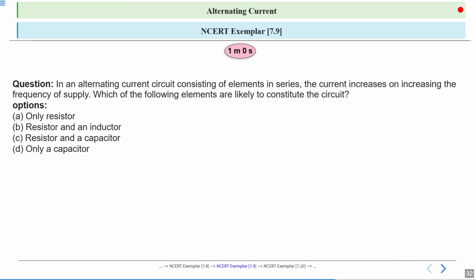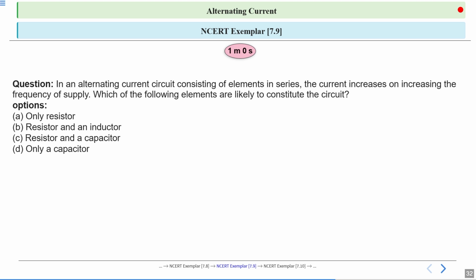Next question. In an alternating current circuit consisting of elements in series, the current increases on increasing the frequency of supply. Which of the following elements are likely to constitute the circuit? So we are increasing the frequency of the supply and current starts increasing. The concept is the same again. If we are increasing the frequency and current is increasing, it means Z is decreasing.